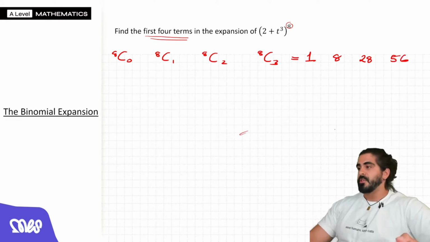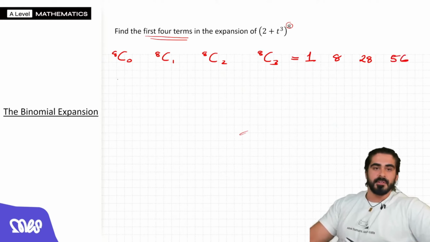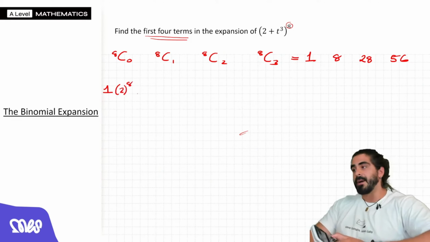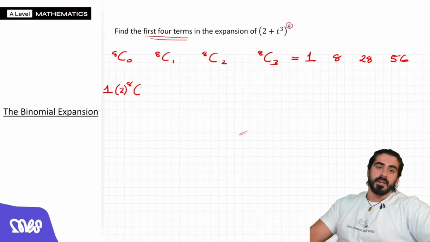Okay, we got the coefficients. Now we can do what we were doing the whole time, right? So we're going to have 1. The first number there is 2 to the power of 8. That's going to go down in power, then the other one's going to grow. We're going to have t cubed to the power of 0.